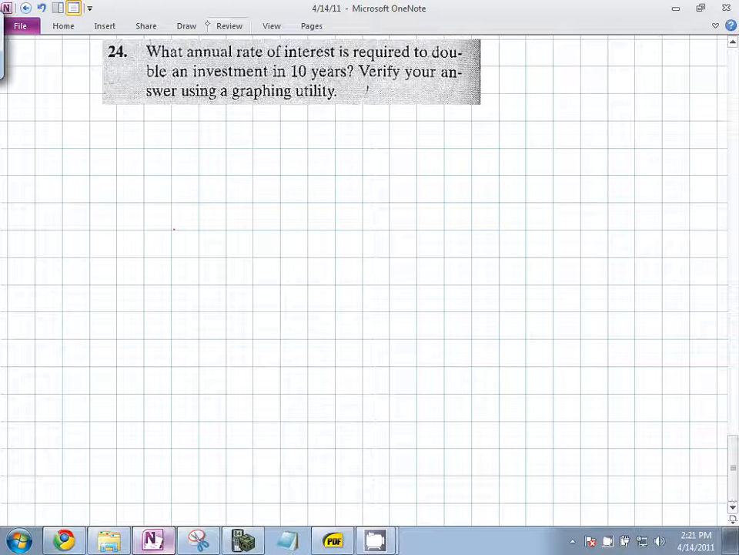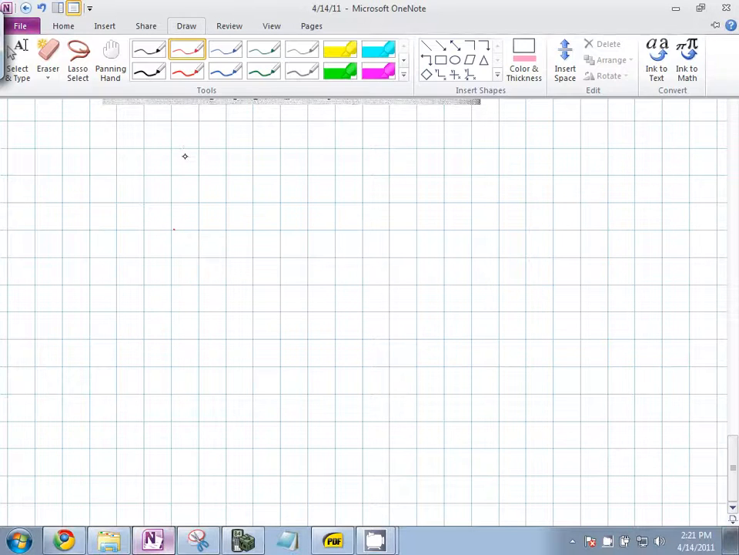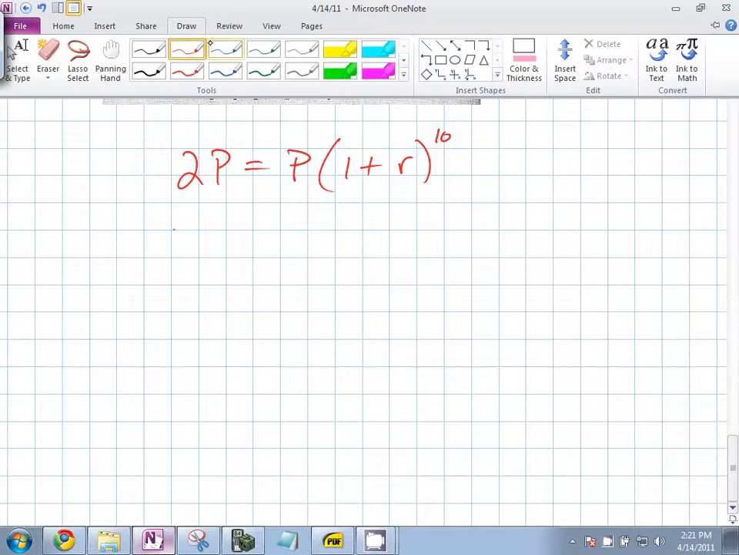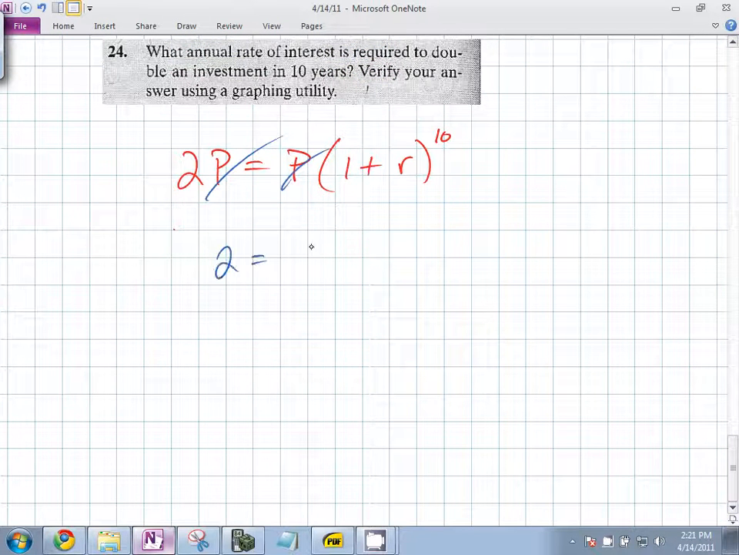So we're trying to double it in 10 years, so you're trying to find the interest rate. You're starting with a certain value, going to 2P. 1 plus r, and are we compounding it at all? No, to the 10th, right? So you have 2 is equal to 1 plus r to the 10th. How do you get rid of a 10th power? Bingo. The 10th root of 2 is equal to 1 plus r. So what does r equal?